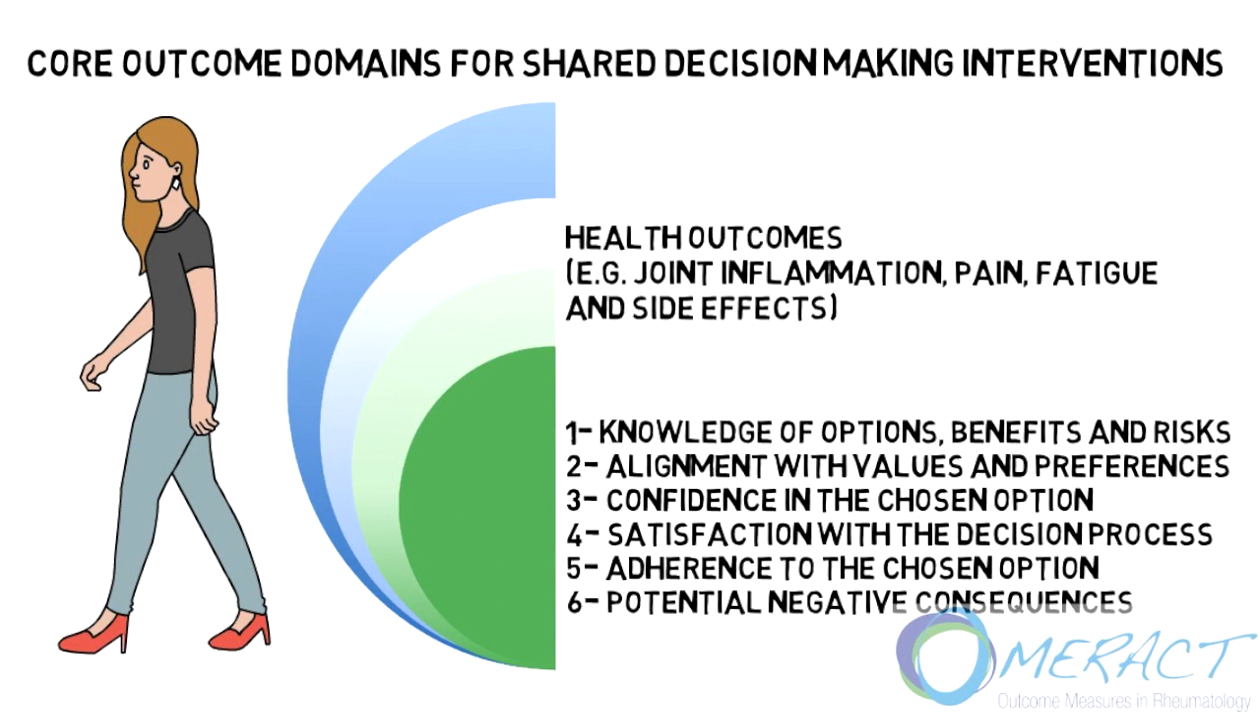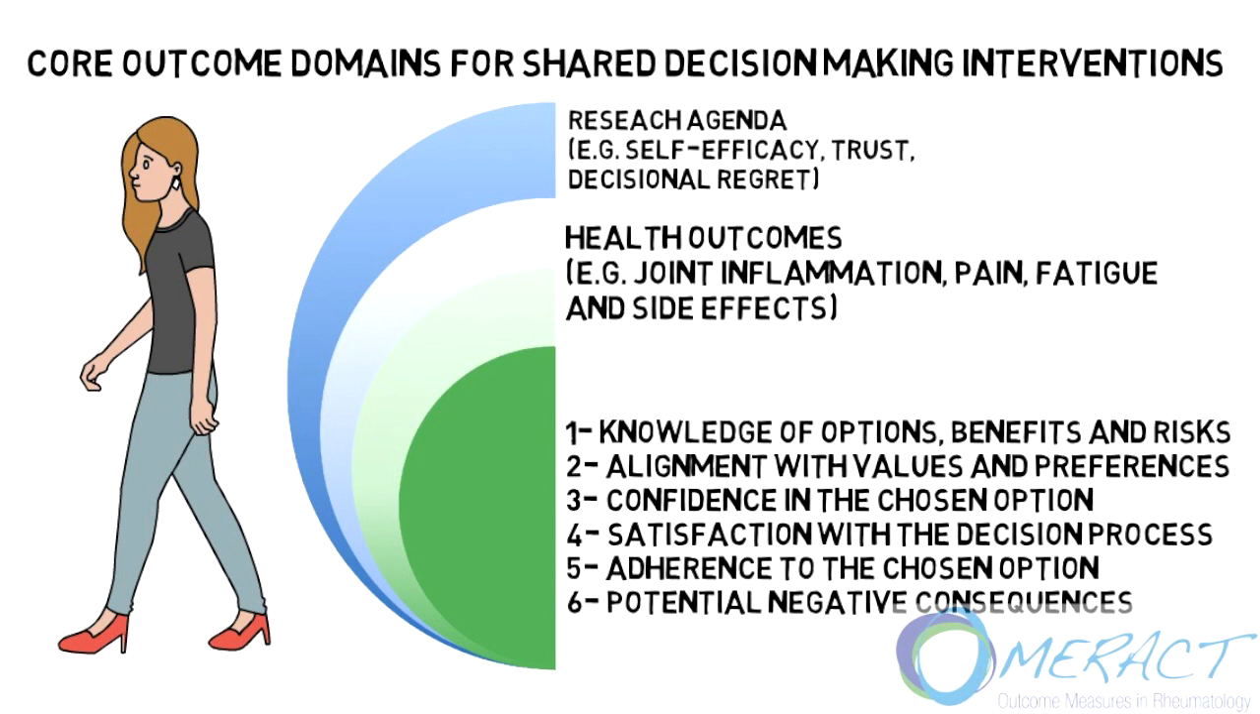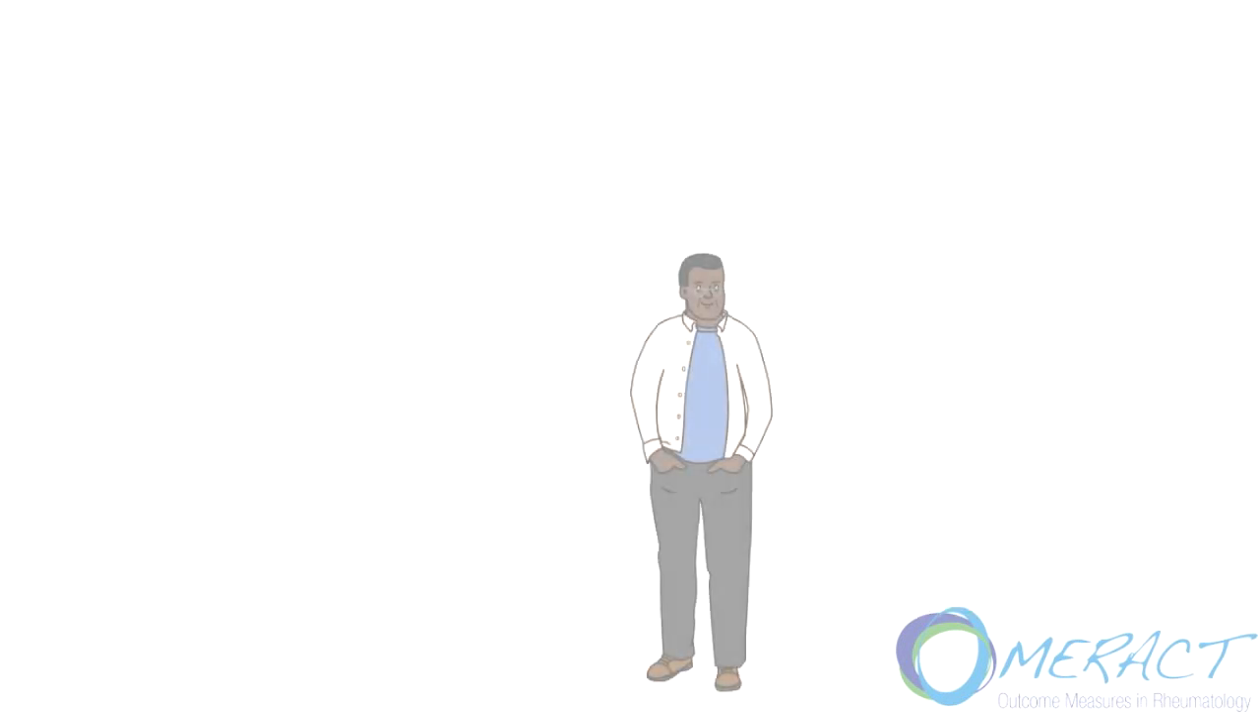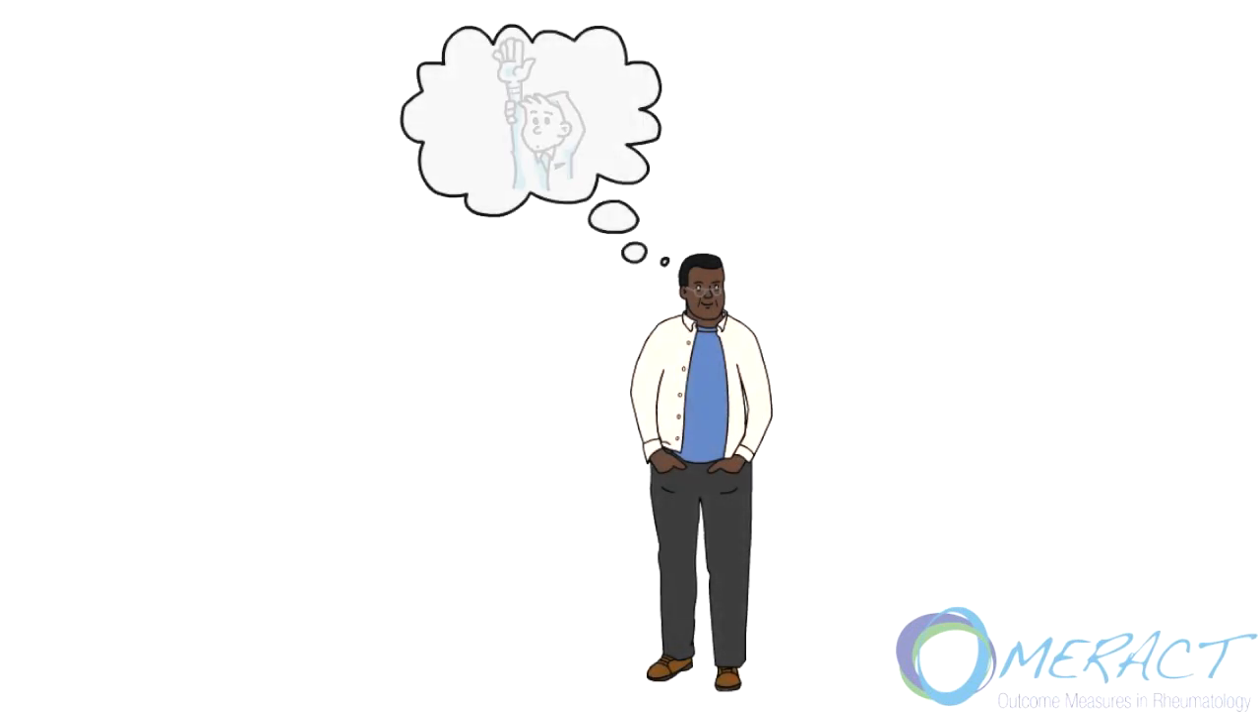Keep in mind that, in addition to these outcomes specific to shared decision-making interventions, it is also important to measure health outcomes like joint inflammation, pain, fatigue, and side effects, which are recommended by OMERACT for the different types of arthritis. Other outcomes may also be important to assess in clinical trials, but we still have to do more research on them to decide.